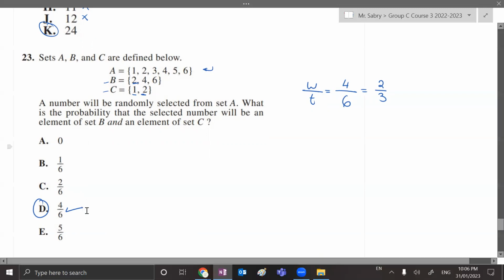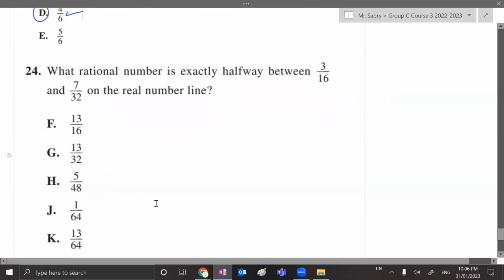Okay, moving on to 24. What rational number is exactly halfway between this and that? We did lots of those before. Halfway means exactly in the middle. It means we need the midpoint. So on a calculator, the midpoint between anything, we just add them and we divide them by 2. So please, let me undo it.